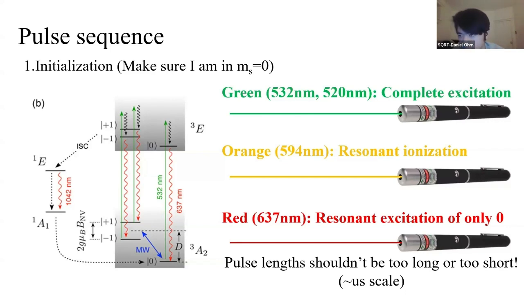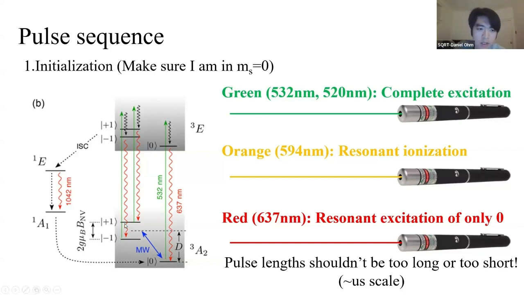There are many different choices of laser wavelength you can use. If you use a green laser, this is the safest choice. You get what's called complete excitation. So it's the safest bet if you want to do initialization. It's basically overshooting the energy you need to reach the higher energy state. Once you hit it with the laser, it goes up into the higher energy state, and then eventually decays depending on which spin state it was initially in.